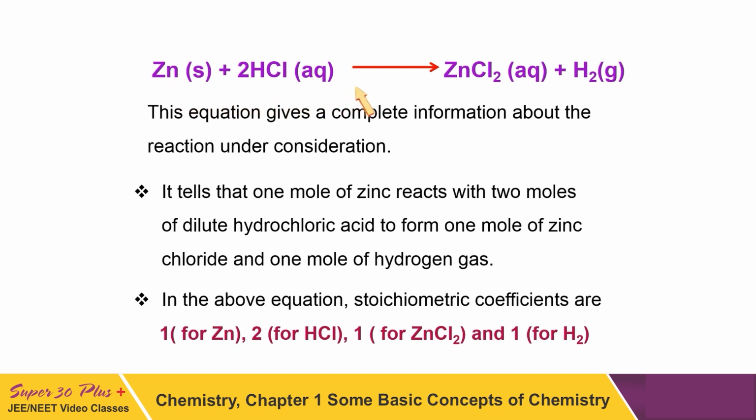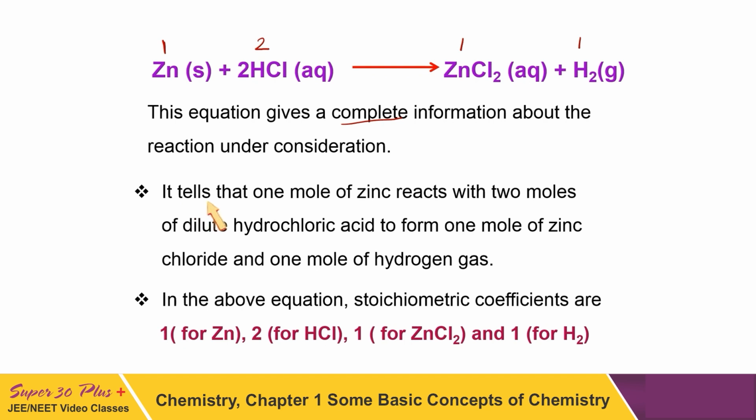Zinc plus 2HCl gives ZnCl2 plus H2. This equation gives complete information about the reaction under consideration. Now it tells you what? In the given equation, you see the stoichiometry is 1, 2, 1 and 1. But one more time I'm telling you, before you check the stoichiometry, always check whether the reaction is balanced or not. If it is not balanced, there is no meaning of stoichiometry. You can always talk about stoichiometry only if the reaction is balanced.